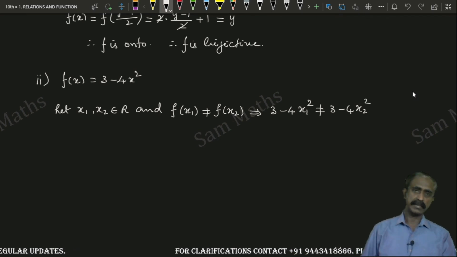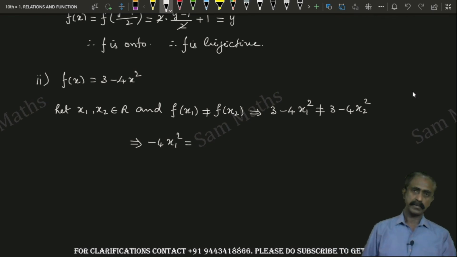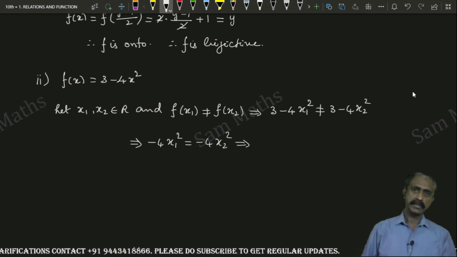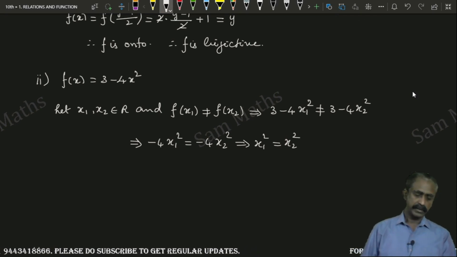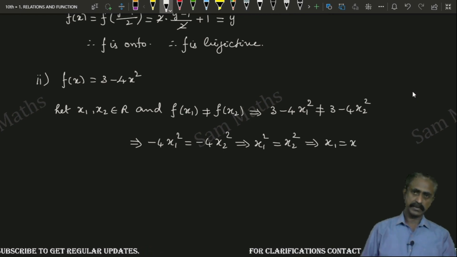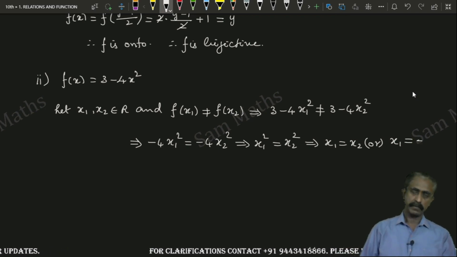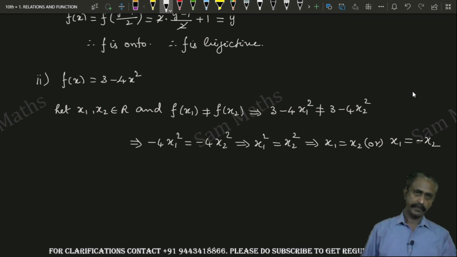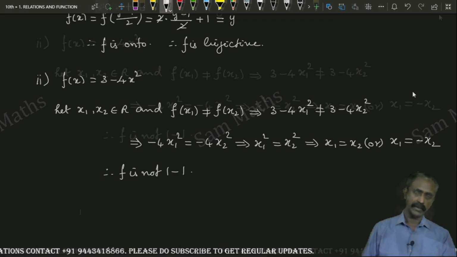Now we can cancel 3. It becomes minus 4x1 square equal to minus 4x2 square, which implies x1 square is equal to x2 square, which implies x1 is equal to x2 or x1 is equal to minus x2. In both the cases, this equation will satisfy. Therefore, f is not 1-1.